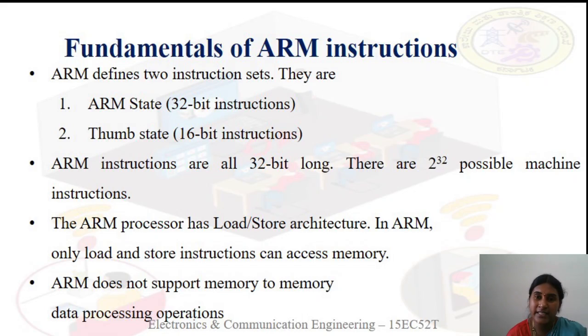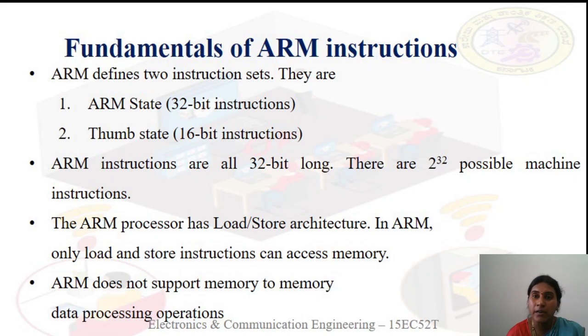Since ARM is a 32-bit processor, all the registers and instructions it uses should be 32-bit. In a microcontroller it's 8-bit. You know that, the microcontroller is 8-bit, so all the registers and instructions you use in a microcontroller are 8-bit only. Likewise, in ARM it's 32-bit. Instructions are all 32-bit long. So there are 2 to the power of 32 possible machine instructions in our ARM.